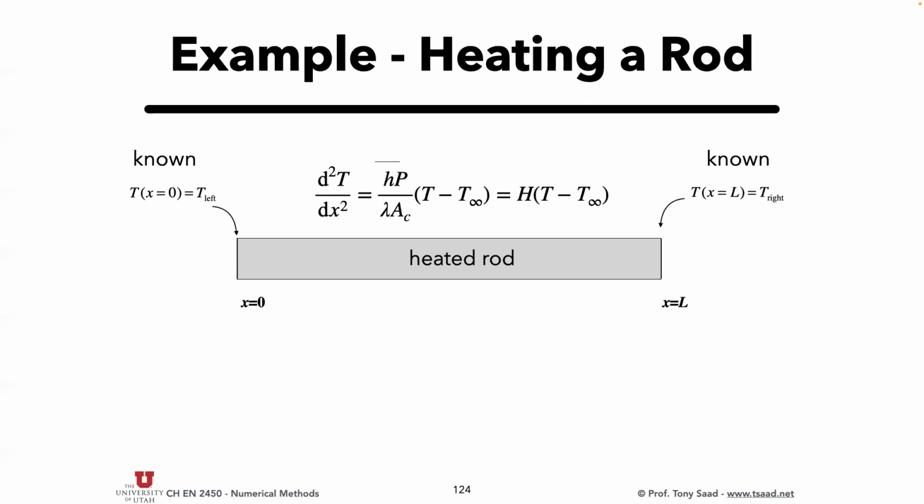And this is our governing equation. Like I told you earlier, we're going to call this HP over lambda AC. We could just call it a capital H. It's just a coefficient. It has to do with the size of the rod and the type of fluid you're using, whether air or water or oil, to cool or heat the rod. Okay.